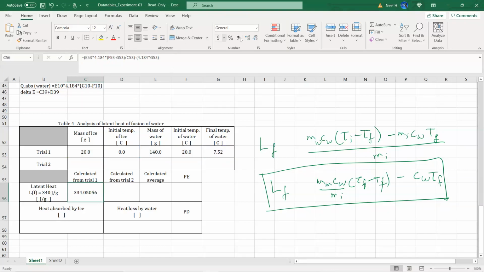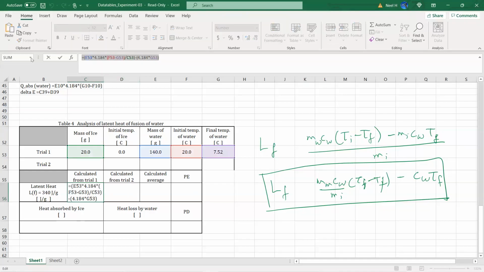334.05. And let's cut down the decimals. We don't need that many. Maybe we'll keep one extra decimal place. The expected value is about like 340. That should be close enough. Okay, so we can compare those two at the end. Okay, all right, that's a plan.